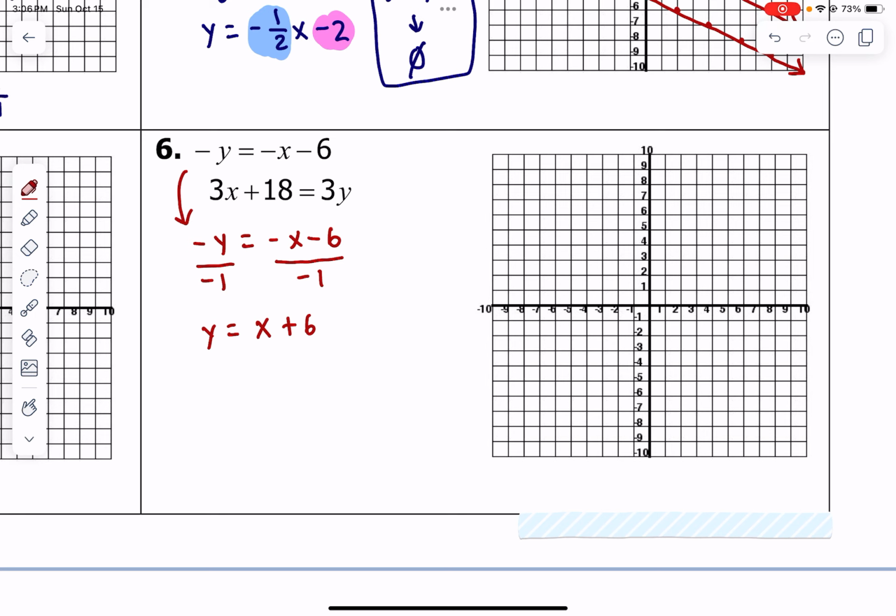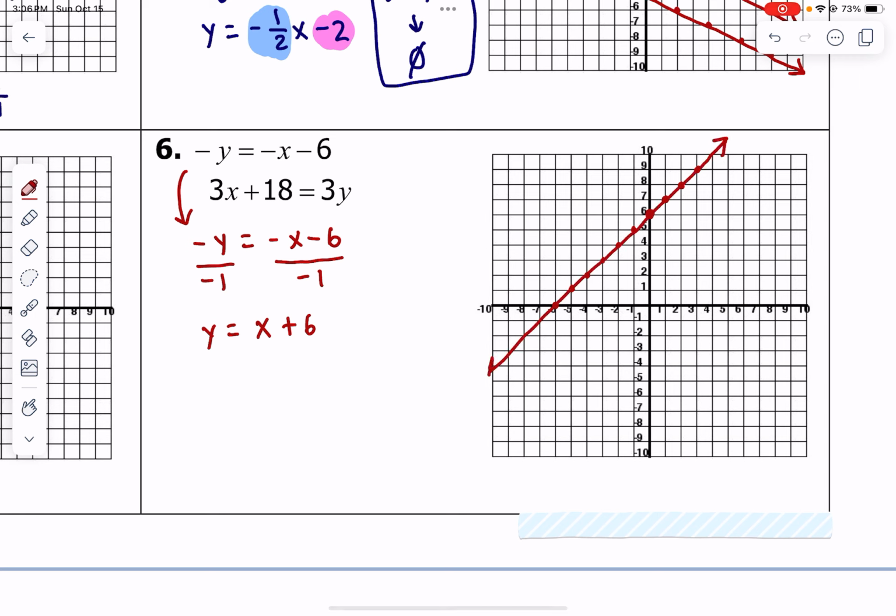All right, and if we wanted to graph that on the coordinate axis, we get a y-intercept of 6, up 1, 1 to the right, up 1, 1 to the right, up 1, 1 to the right. And if we wanted to backtrack, same thing. Okay, so that's how that line should look.